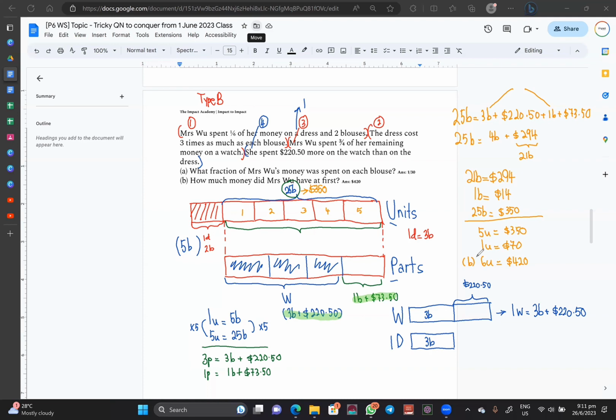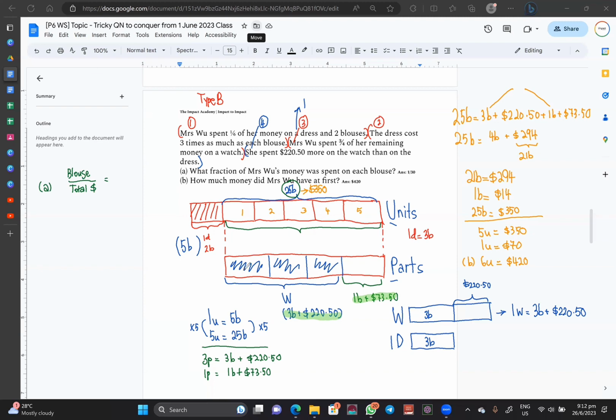So I have in fact skipped A. It's okay. Let me go back to A. I'm going to continue with A from here. They want us to find the fraction of Mrs. Wu's money that was spent on each blouse. For A itself, the fraction should look something like this: the blouse over the total money. So let's ask ourselves, how much did Mrs. Wu spend on each blouse?